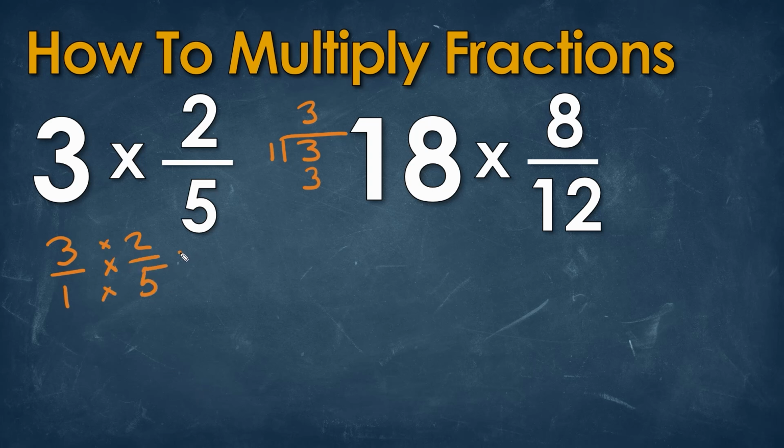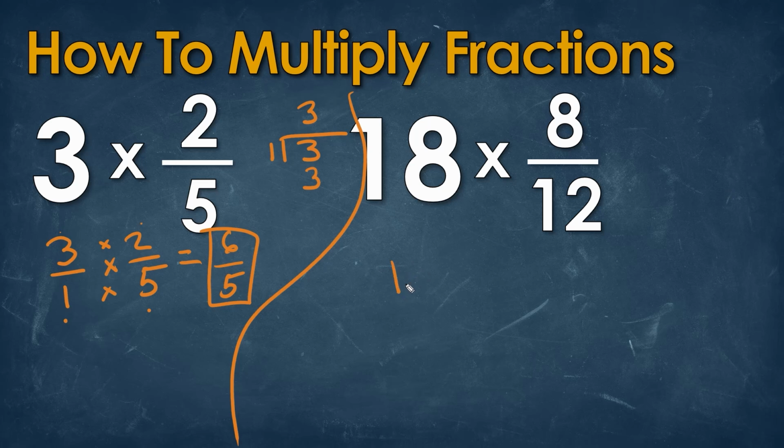Now whenever we multiply fractions, we are multiplying straight across. So 3 times 2 would be 6, 1 times 5 would be 5, so our answer is 5 over 6. Moving on to the next example.